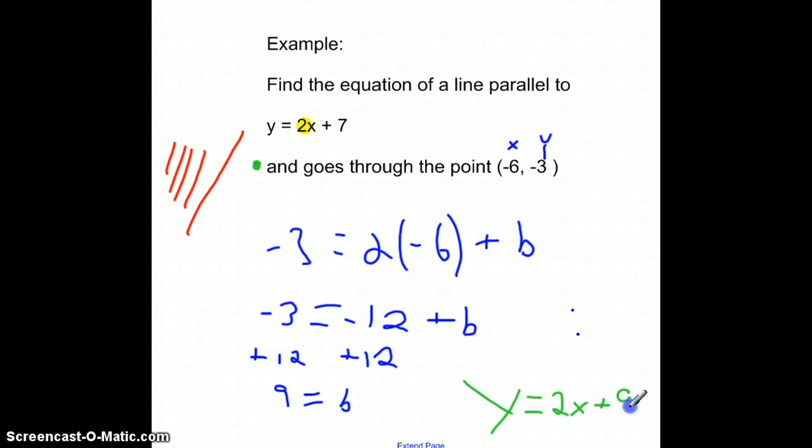Hopefully that helps you. So again, we already know the slope, and we know this point has to be on the line, so let's plug in that point along with the slope that we know, and we can determine the y-intercept of the line. That's what we end up with right here.